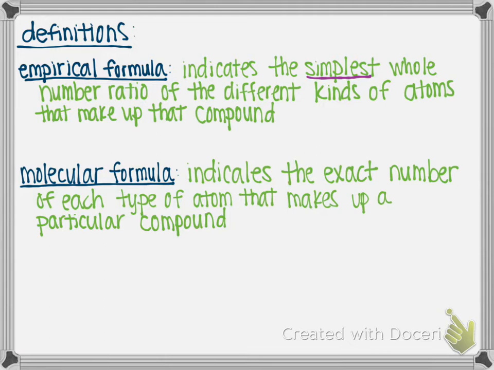Molecular formula indicates the exact number of each type of atom that makes up a particular compound. And so what this actually means is you've got your actual ratio and your simplest ratio. And sometimes they're the same, sometimes they're different. For example, I'm sure many of you are very familiar with this compound.